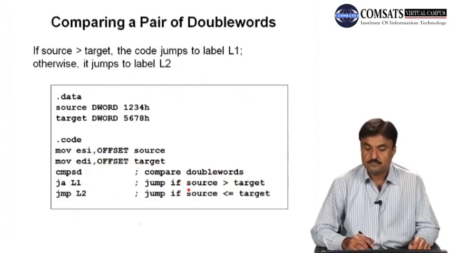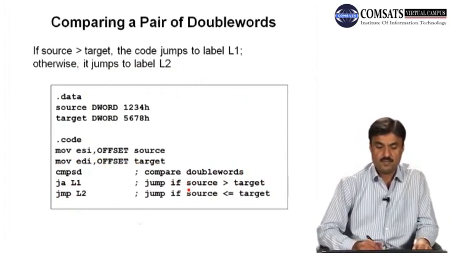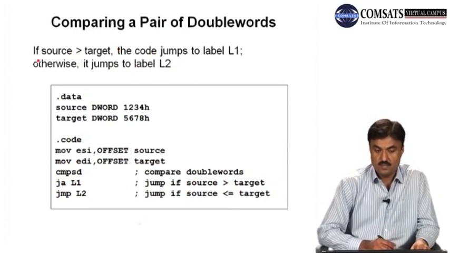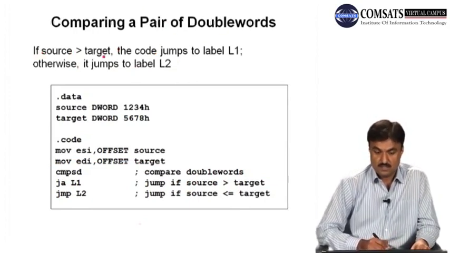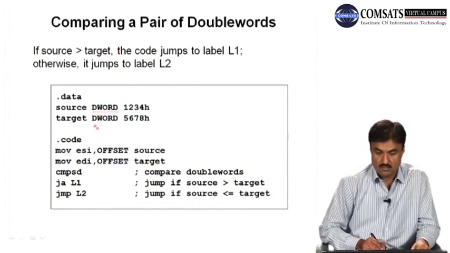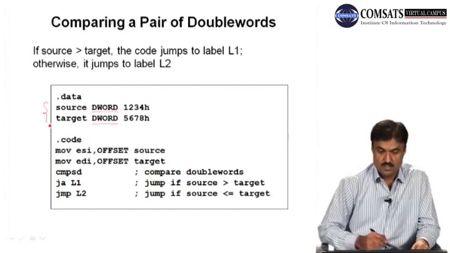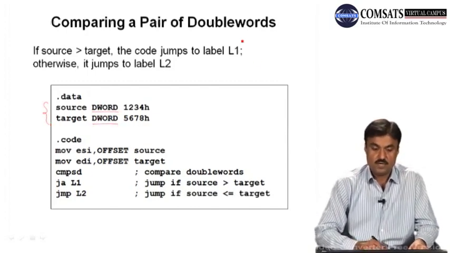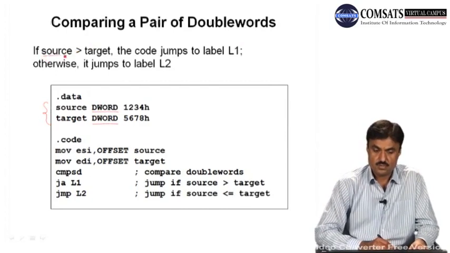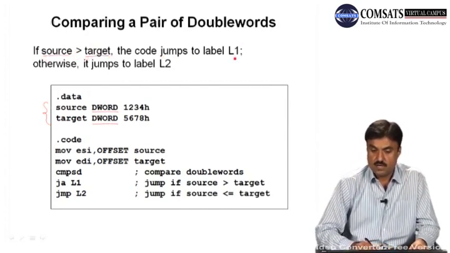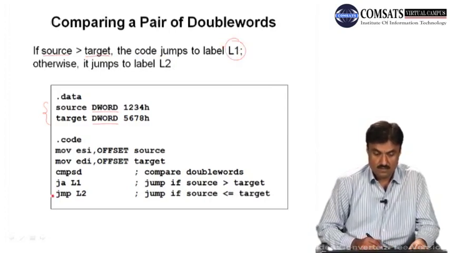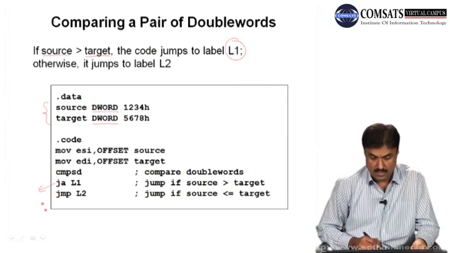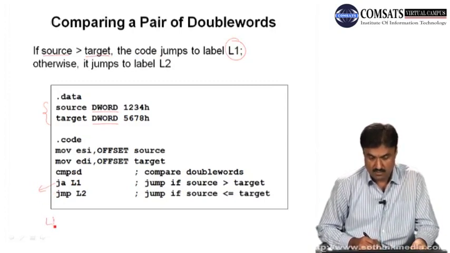So now here you can see we are going to compare a pair of double words. Here is double word 1 and double word 2, for example, and we want to compare them. How can we compare? If the source is greater than the target, the code jumps to L1. So this is L1, where you can write something.